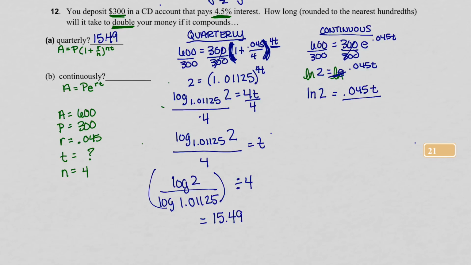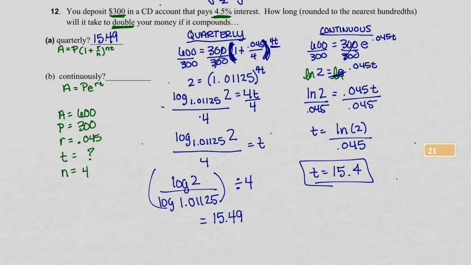Almost finished. t is almost alone. Let's go ahead and divide to get that 0.045 out of the way. So I know that t will be equal to the natural log of 2, and I'm going to make sure I close that up, divided by 0.045. You can hit pause while you put that in your calculator. You'll end up with 15.4. So it will take you a little bit less time to get there if you're compounding continuously than it would quarterly. And that is it for Chapter 6 notes.